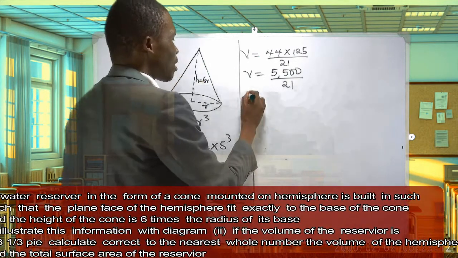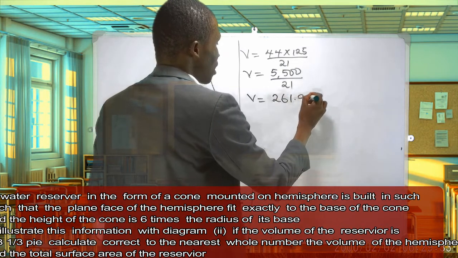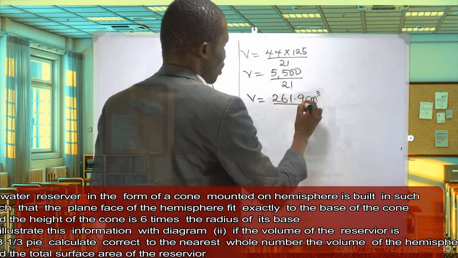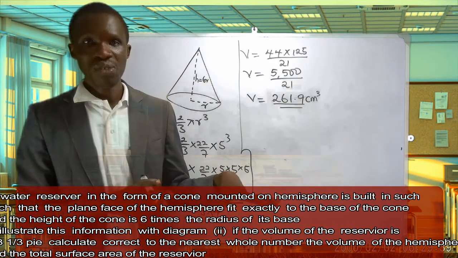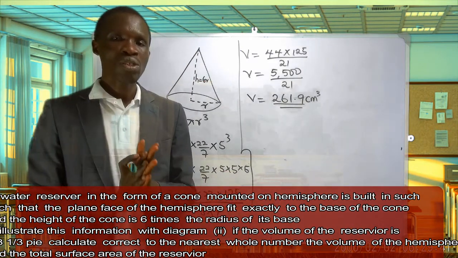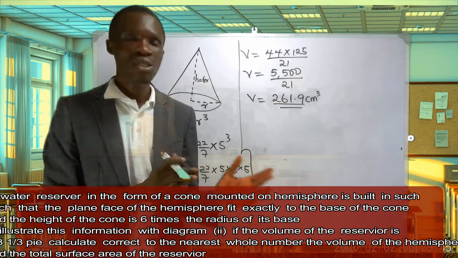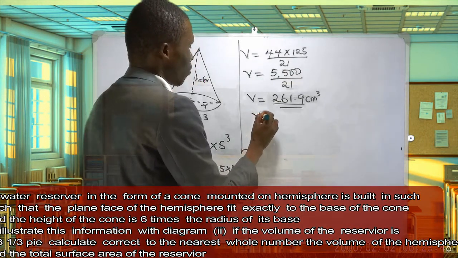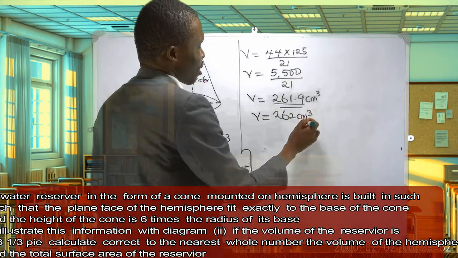Now when you divide this, we are going to have 261.9 centimeter cube. That will be the value of the volume of the hemisphere. But remember, the question says we should round up the volume of the hemisphere to the nearest whole number. Doing that, the volume will give us 262 centimeter cube.